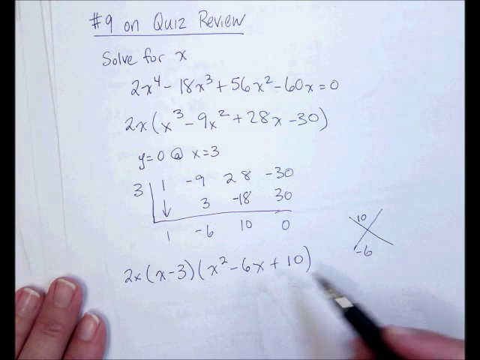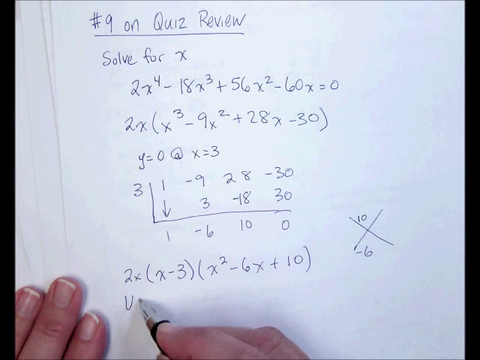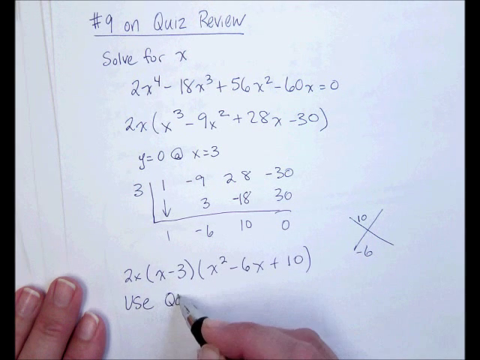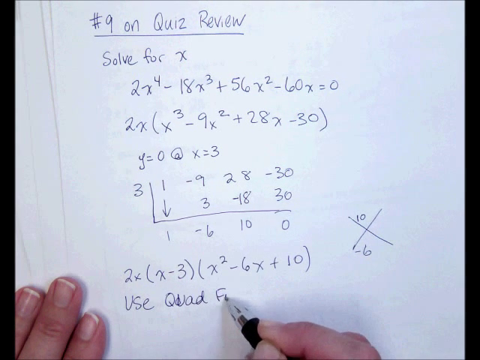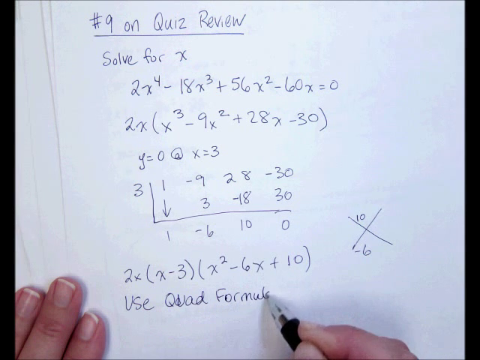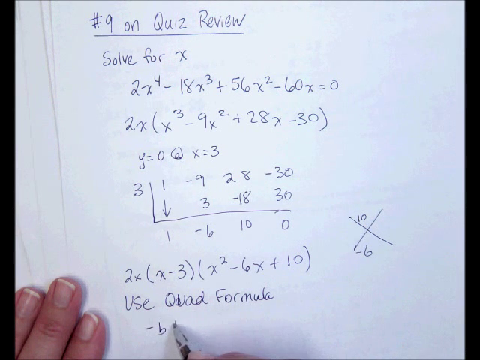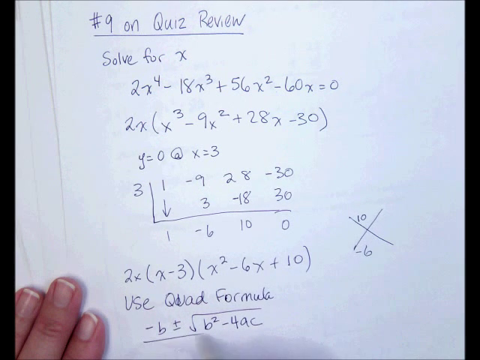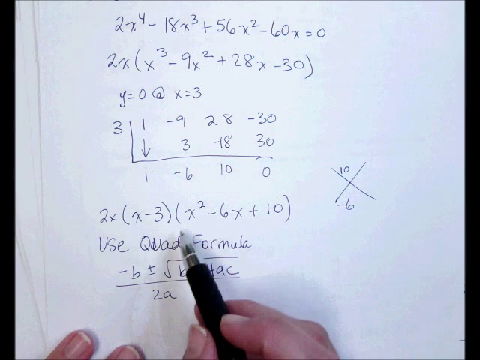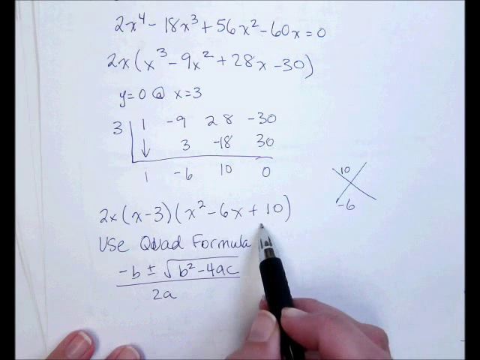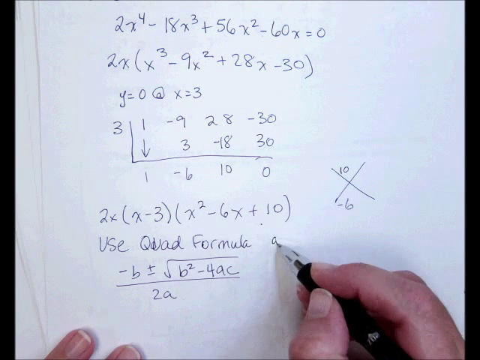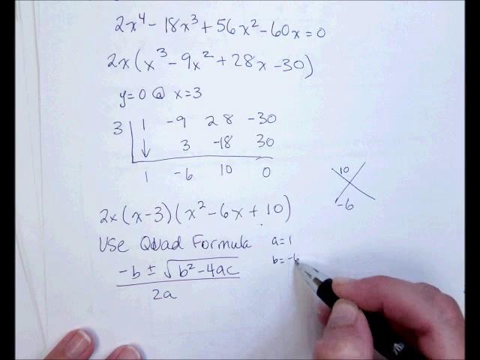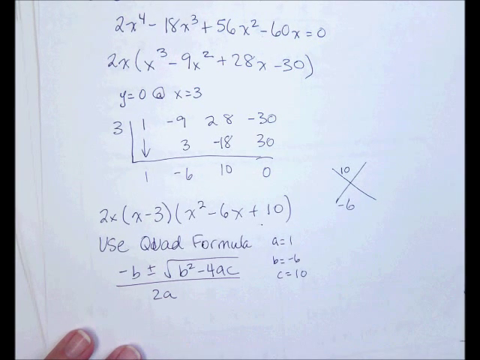So at this point, I think, okay, I'm going to use the quadratic formula. And we talked about this in class today. So the quadratic formula is the opposite of b plus or minus the square root of b squared minus 4 times a times c, divided by 2a. So from my quadratic that I am factoring out, I can see that a is equal to 1, b is equal to -6, and c is equal to positive 10. So at this point, I just plug in my values.